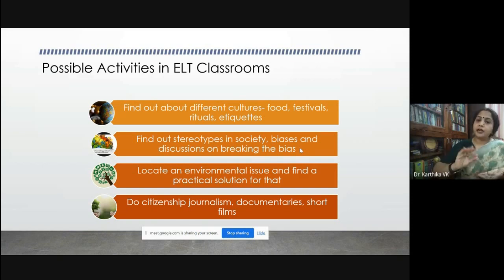We should never underestimate the power of imagination and creativity that the students have. At the same time, we should not overestimate their cultural competency as well. This is why I said take it with a pinch of salt.